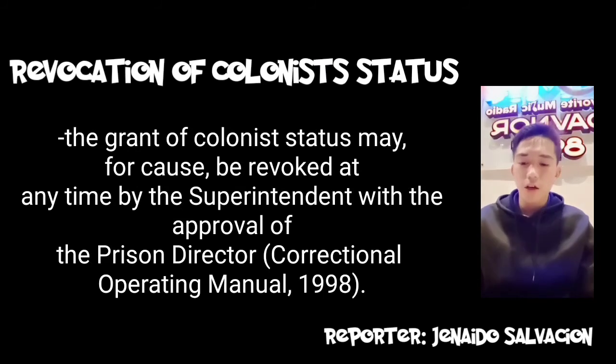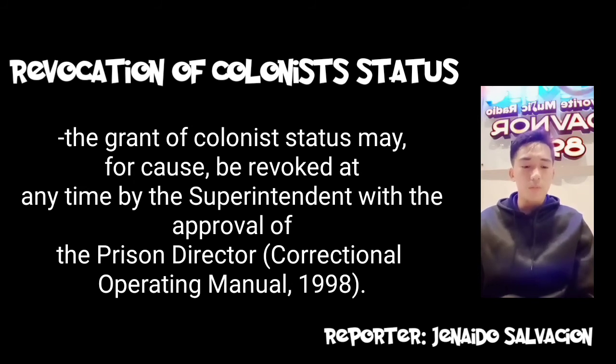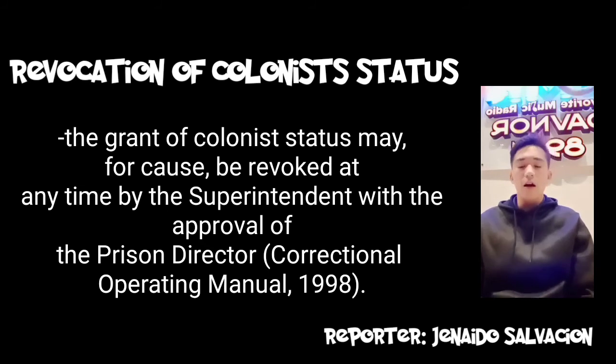Next is revocation of colony status. The grant of colony status may for cause be revoked at any time by the superintendent with approval of the prison director, Correctional Operating Manual of 1998.